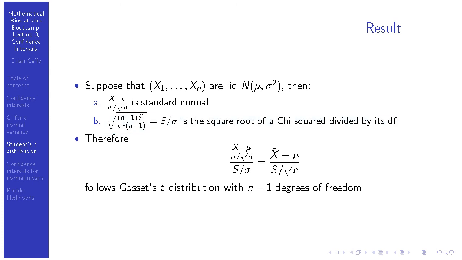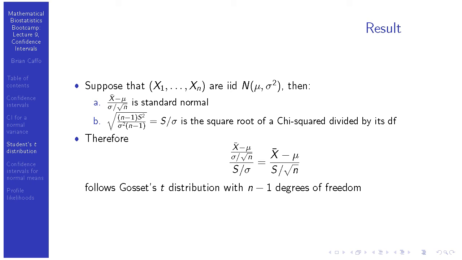Therefore, if we take x bar minus mu divided by sigma over square root n, and then divide the whole thing by s over sigma, which if we do the arithmetic works out to be x bar minus mu divided by s over square root n, we wind up with a standard normal divided by the square root of a chi-squared divided by its degrees of freedom. Now, there's one small thing that we're kind of fudging over.